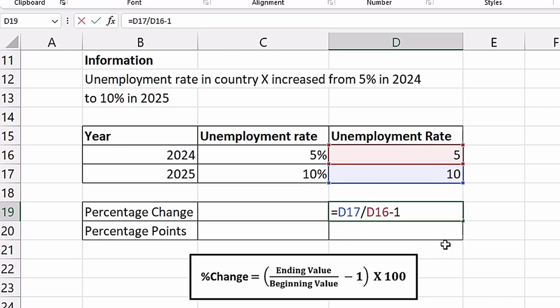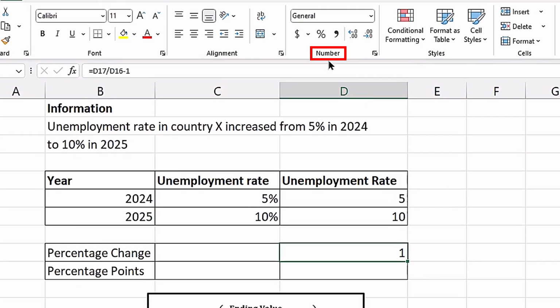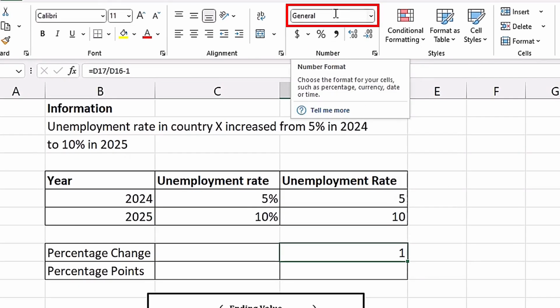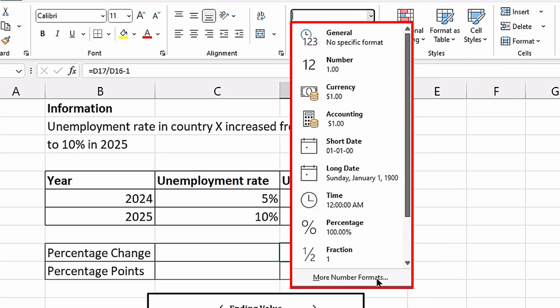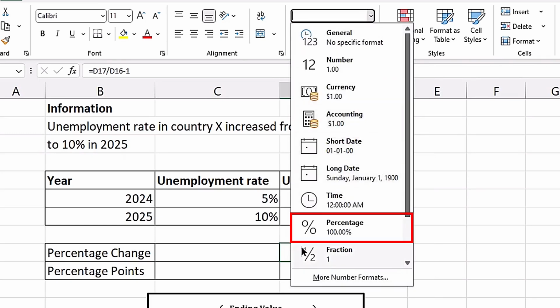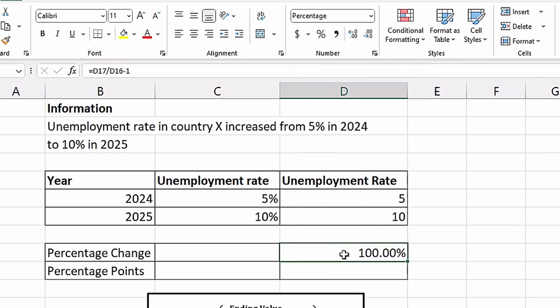So I'm going to first of all hit Control Enter, and I need to express this as a percentage by giving it a percentage number format. So what I'm going to do, I'm going to go to the Home tab, then from the number group, this is the number format. So I'm going to click on the drop down arrow for the number format, and these are the options for applying the number formats. We also have percentage here. So when I click on it, you can see this cell is now formatted as a percentage.